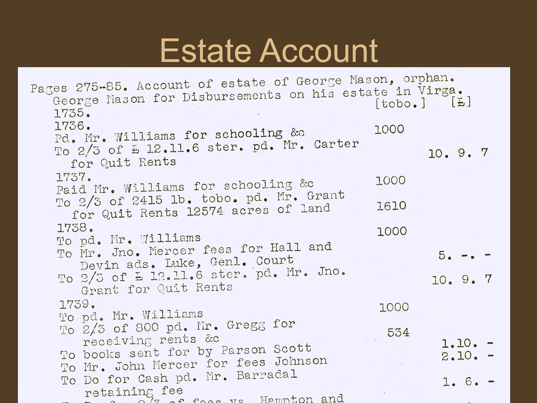Finally, the administrator or executor would record all the collections and payments made for the estate, giving you insight into what was going on in the family or business. In 1737, George Mason of Gunston Hall was an orphan. His father's estate account shows monies paid for quit rents, schooling for young George, and for defending the estate in court.